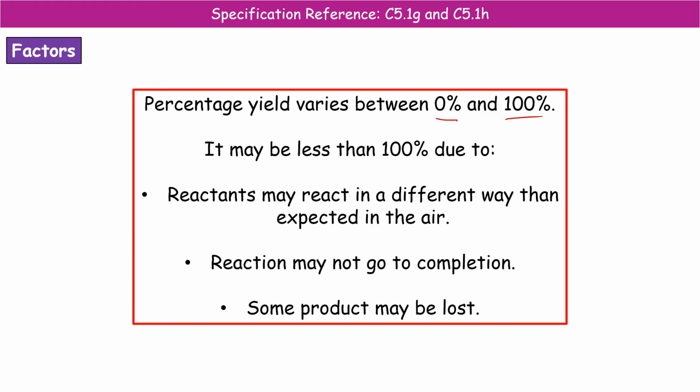Simple reasons for this. Your reactants may react in a different way than expected when we're reacting them in air. The reaction may not go to completion, meaning some of the reactants are left over, or you can lose some of the product. In terms of the loss of product, look at the actual scenario they've given you to try to be a bit more specific. So if you're heating in an evaporating dish, for example, some bits might spit out. So just try to relate it to the scenario they give you there. But those are 3 key ways that we would lose some of our actual product and therefore not have 100% percentage yield.